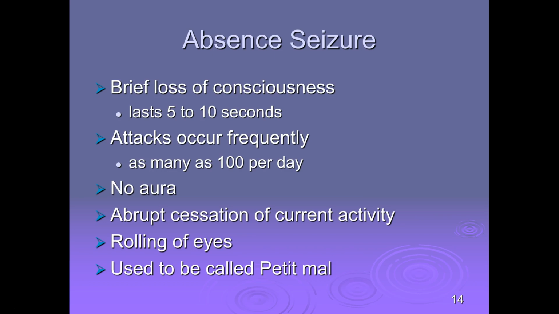So an absence seizure used to be called a petit mal. They are not having the typical tonic-clonic movement. It's a brief loss of consciousness, about 5 to 10 seconds. And the attack occurs frequently, as many as 100 times per day. They don't have an aura. There is abrupt cessation of current activity and rolling of the eyes.